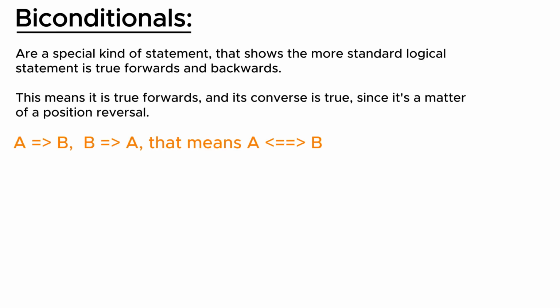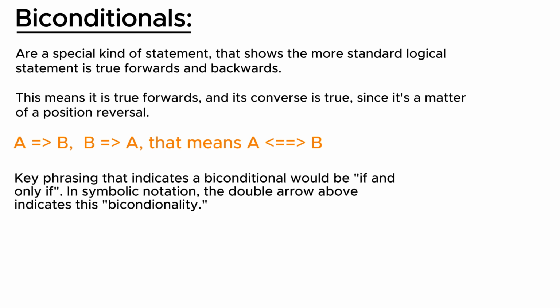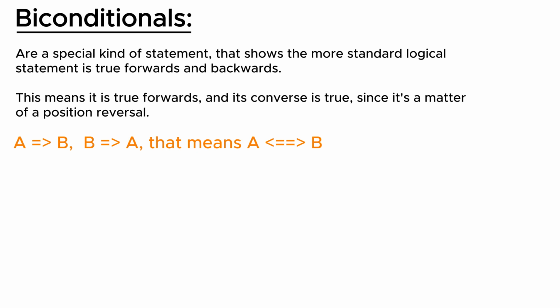Biconditionals. A biconditional statement is a statement that shows a logical statement is true forwards and backwards. This means it is true forwards and its converse is true, since it is a matter of position reversal between A and B. Key indicative phrasing for this would be if and only if in a written statement. In a symbolic representation, a double arrow going both left and right indicates this biconditionality.